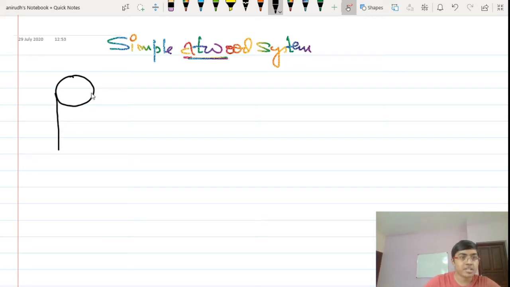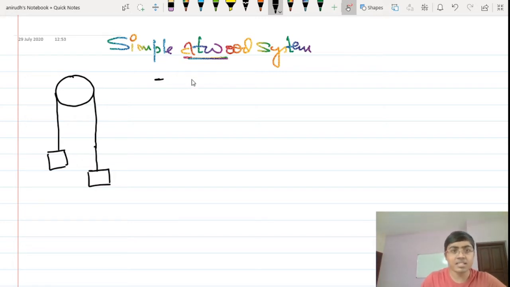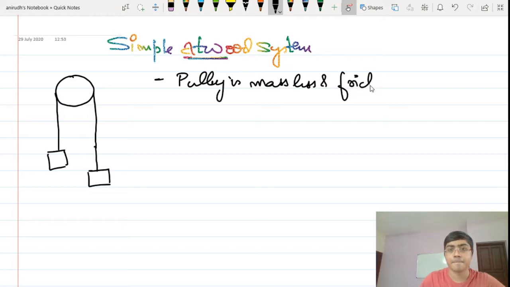Now I have two strings, a same string is going around it and it is attached to two masses over here. So these are the masses. First assumption is the pulley is massless and frictionless. Okay, right. So this is the basic assumption over here.